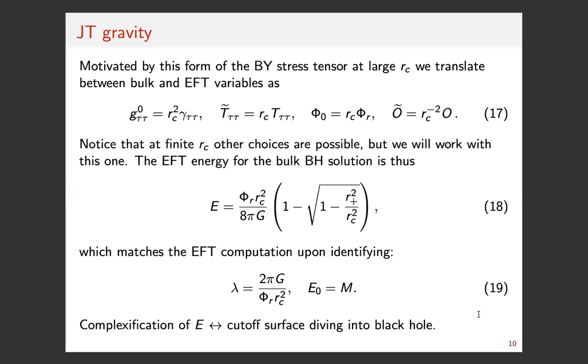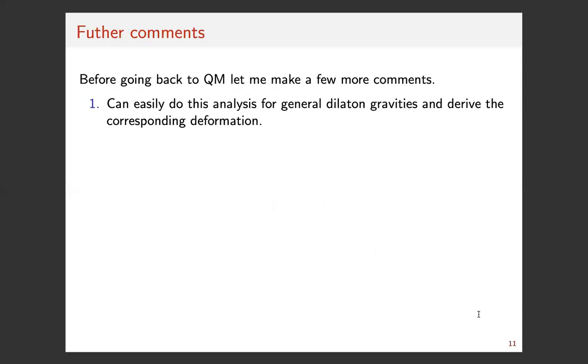All right, let me make a few more comments about this before leaving gravity again. So this analysis that I told you about, putting JT at finite cutoff in the bulk and figuring out what the correct dictionary is, can actually be done for general dilaton gravities. Of course, you need dilaton gravities which have a particular asymptotic region, say an AdS2 asymptotic region.